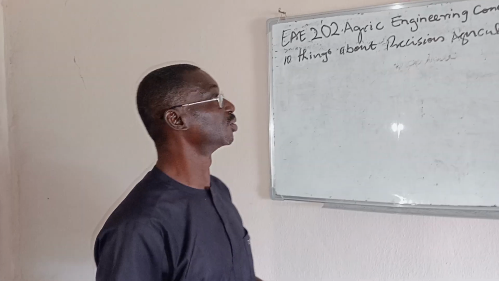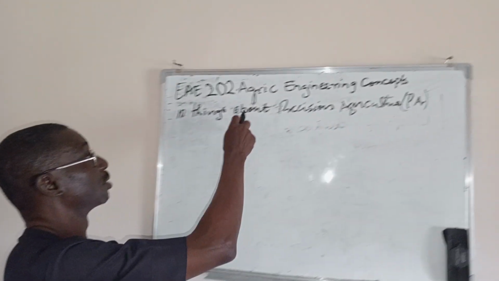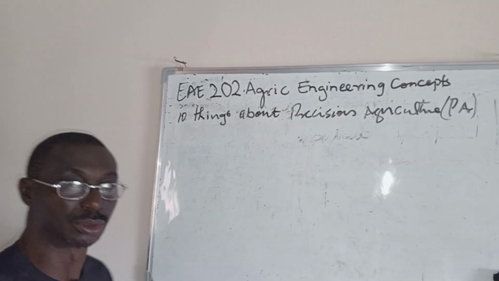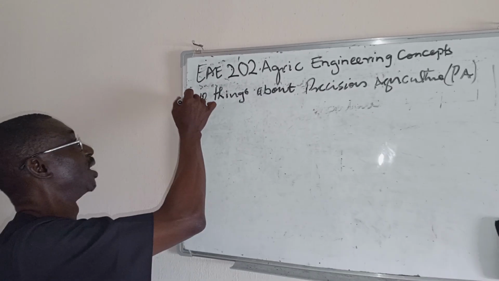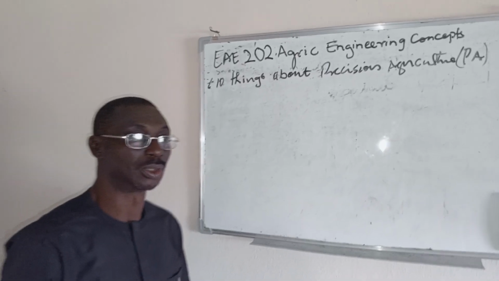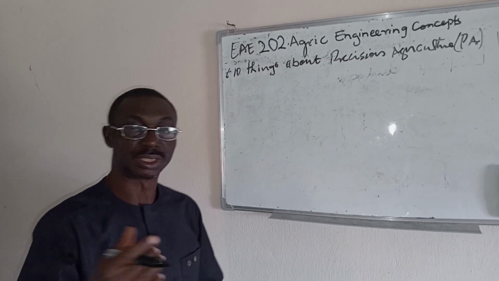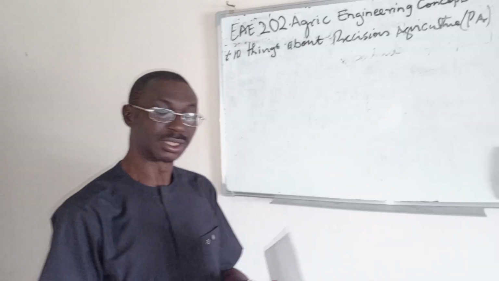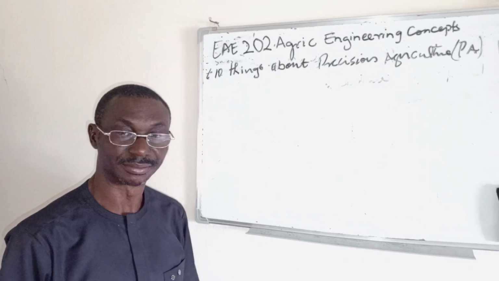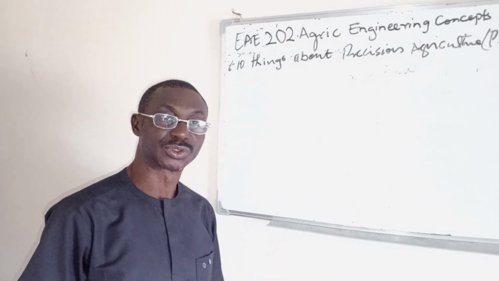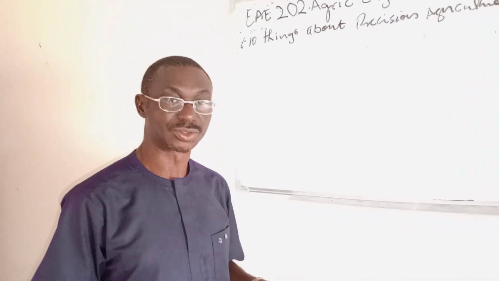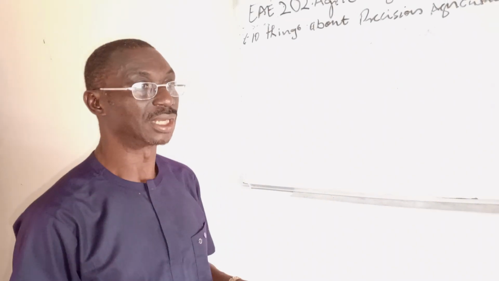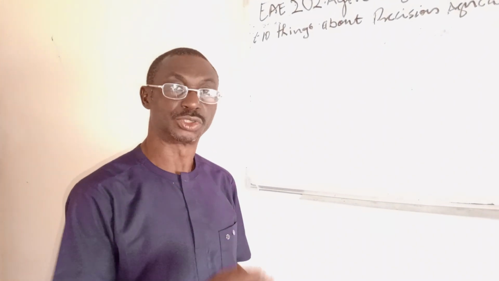So today we are still continuing with agricultural concepts, AE 202. And as I told you in the last lecture, we are talking about precision agriculture, doing the right thing at the right time, so that we get expected increased productivity and sustainability. So there are 10 things we should know about precision agriculture.